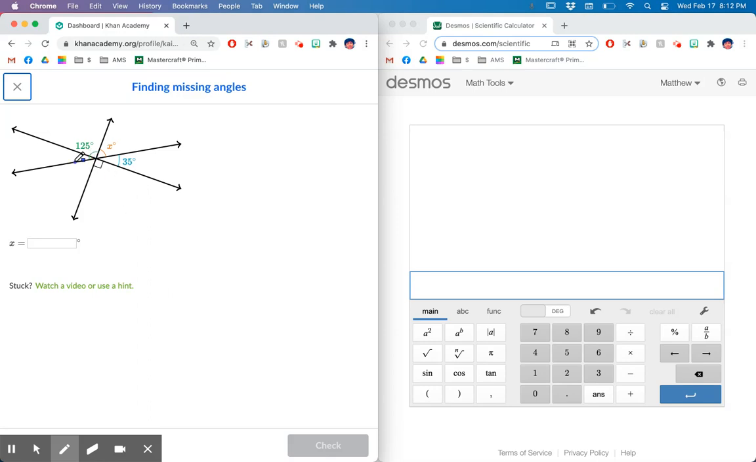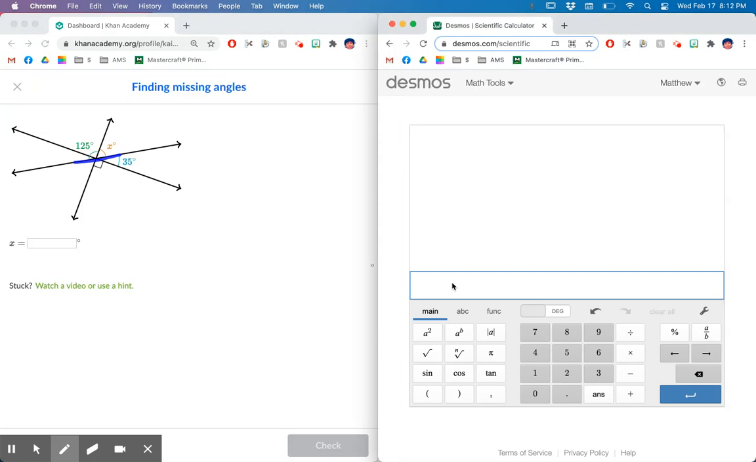Okay, so check this out. There's a line that connects the 125-degree angle with angle x. If you can see that 125 plus x creates that line, which we know is 180 degrees. I'm going to document my work on this calculator on the right. 125 plus x should be equal to a total of 180 because it creates that line, right? They're actually supplementary.